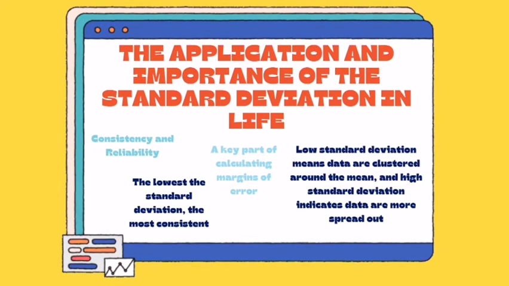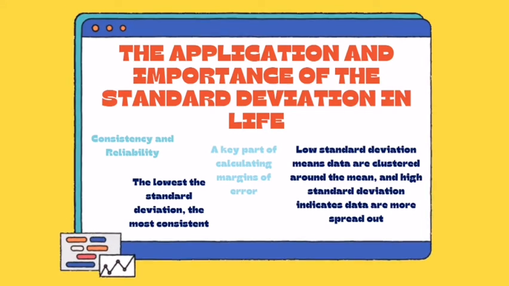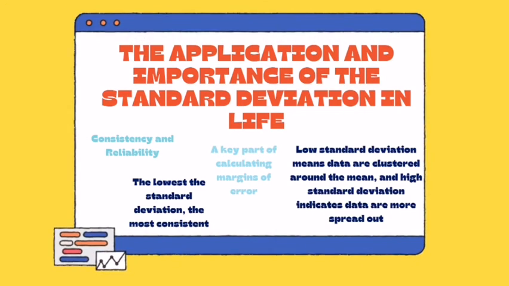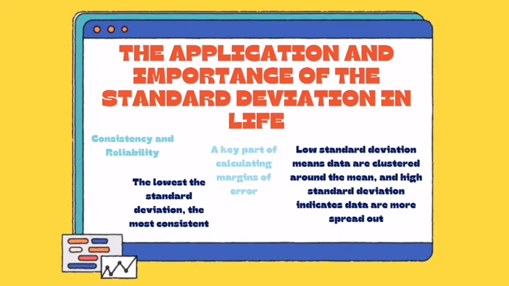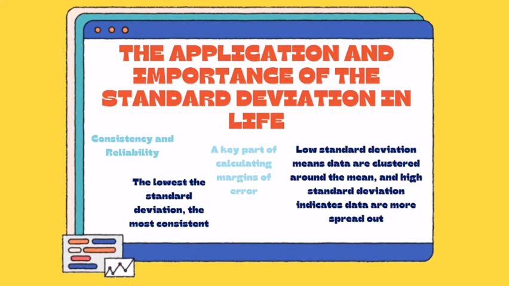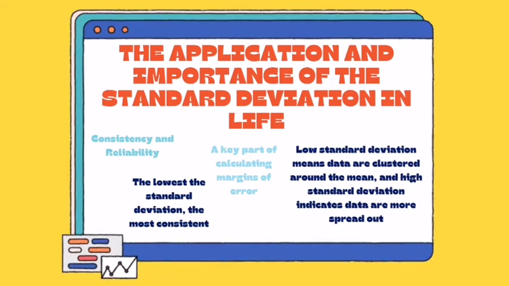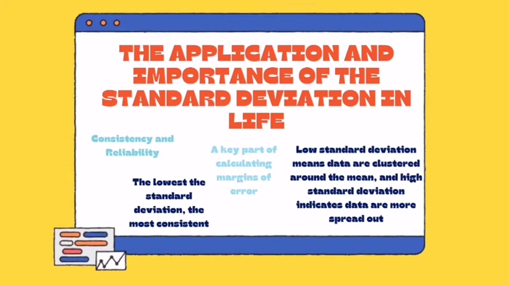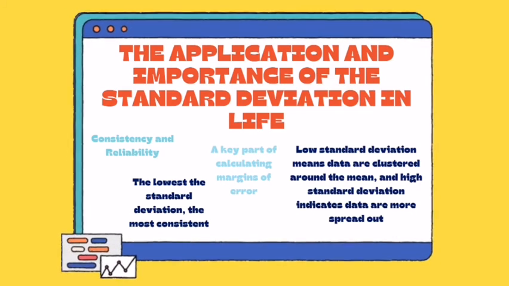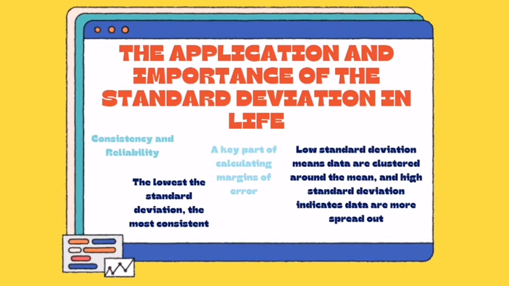These are the important things to take note of in standard deviation. Standard deviation can measure consistency and reliability. It is also a key part of calculating margins of error. We also have to remember that a low standard deviation means data are clustered around the mean, and a high standard deviation indicates that the data are more spread out. We also have to take note that the lowest standard deviation is the most consistent.